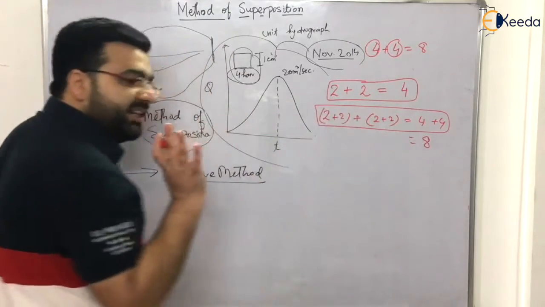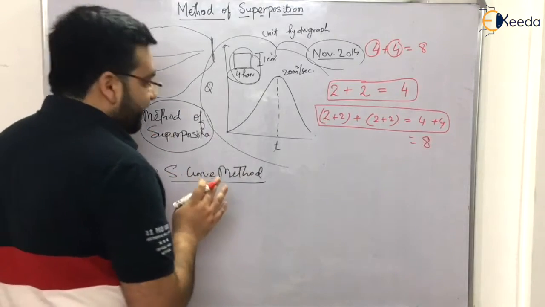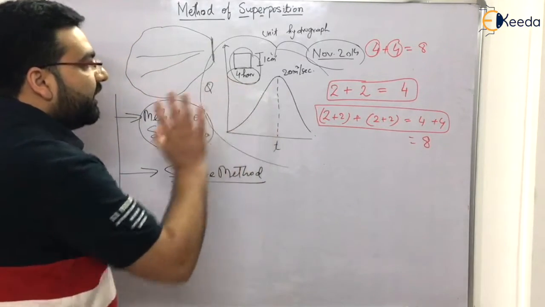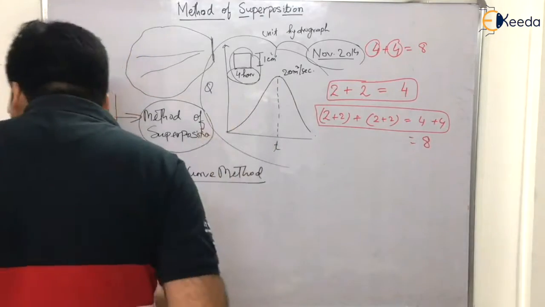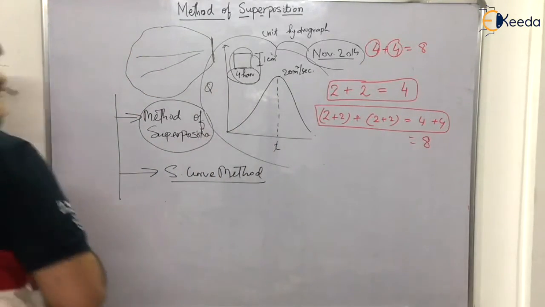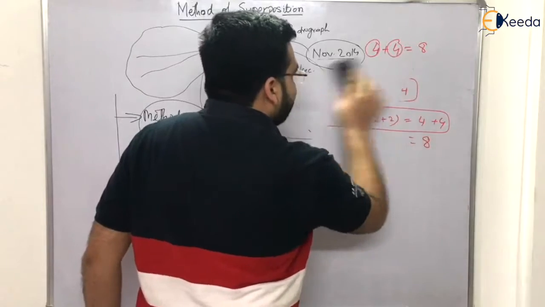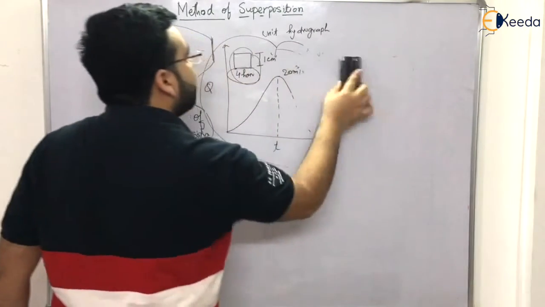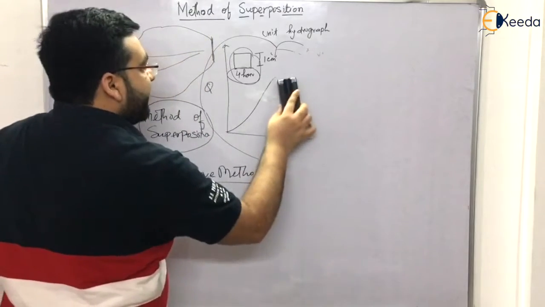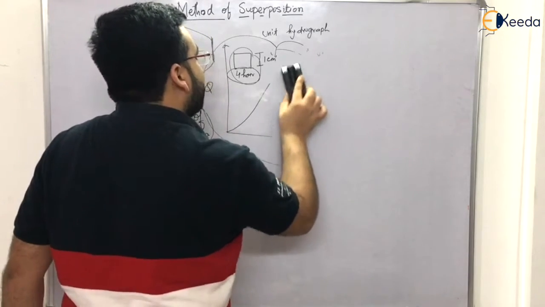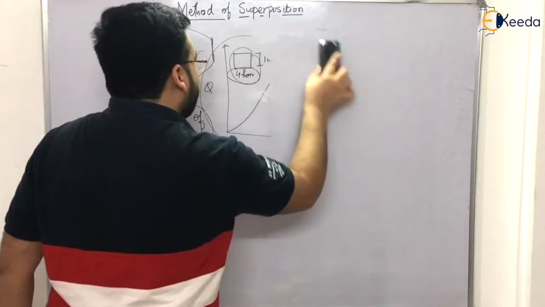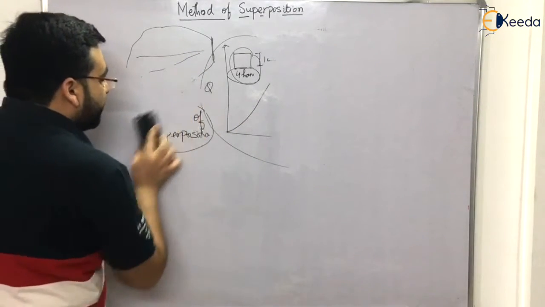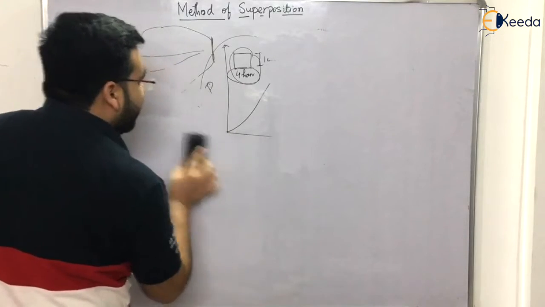Now this was a layman term, right? But we are engineers, we are civil engineers. So now let us understand this method of superposition with the help of a hydrograph. Let me not rub this hydrograph; let me give you this example only. And why is the method of superposition used, and when is it used? I will be explaining that.